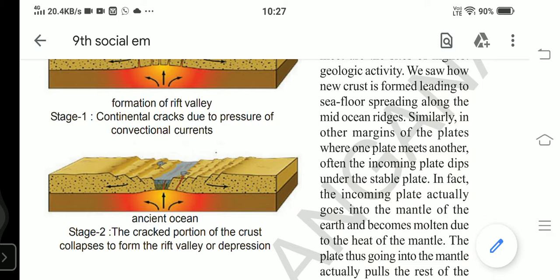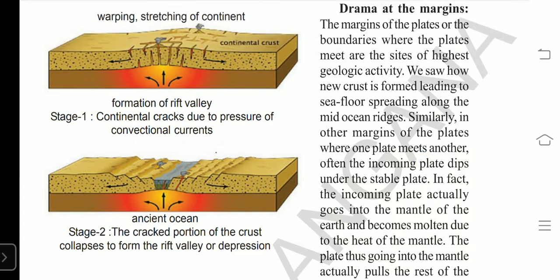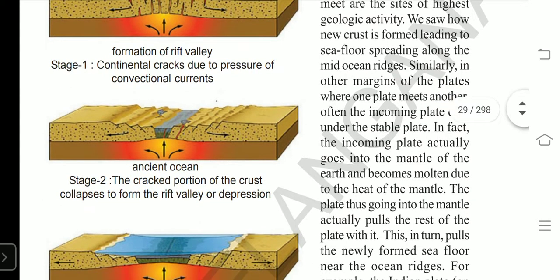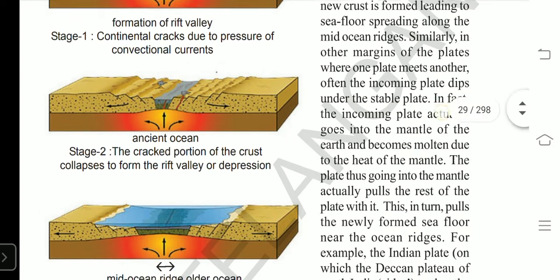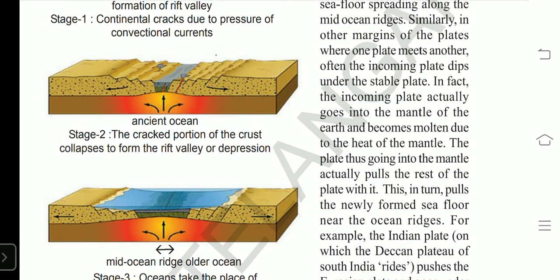So when these two plates collide, one plate dips under another plate. In such a process, there will be destruction of the crust. The plate which is dipping into the mantle becomes molten due to the high temperature and excessive heat at the mantle, and the plate thus going into the mantle actually pulls the remaining part.